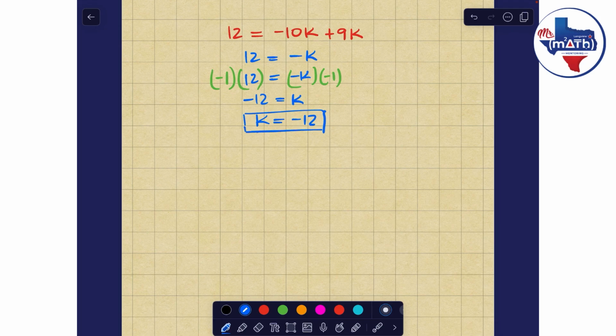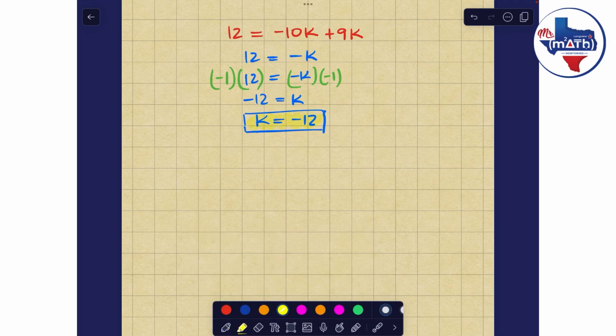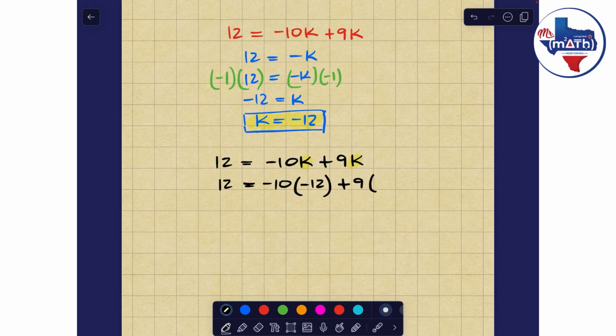Okay, let's find out if this answer is correct. We have this as our answer. Let's verify by rewriting our equation. We have 12 equals negative 10k plus 9k. Perfect. Remember that this k will be replaced with the value of negative 12. Okay, so 12 equals negative 10 times negative 12 plus 9 times negative 12.